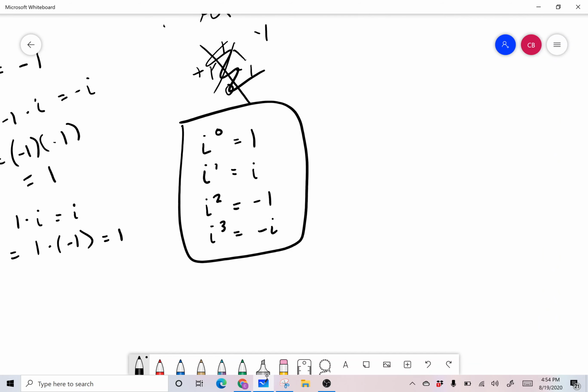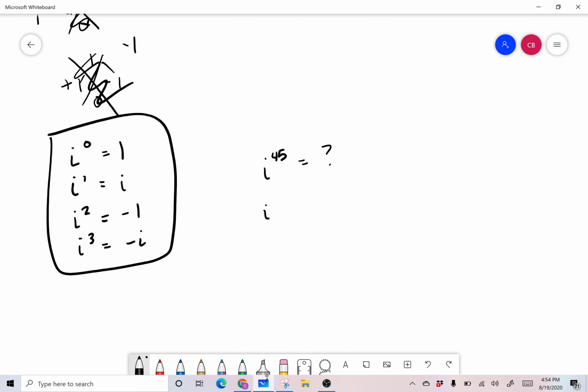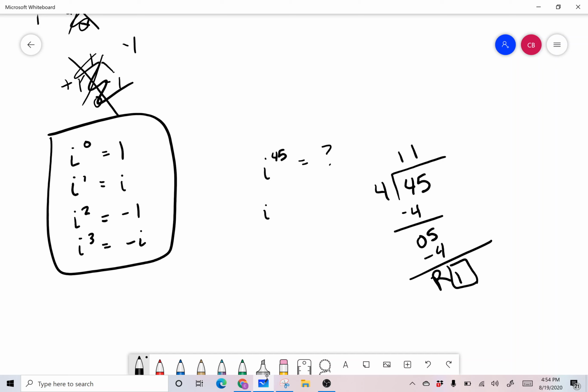So, what if I asked you what i to the 45th is? Well, what you'd do is you'd say, oh, this is i to the... well, I guess we could write it as powers, but I would just go like this: 45 divided by 4, that's 1, 1 times 4 is 4, and we have a remainder here of 1. So then this is i to the 1, which is equal to i. Okay, so we could say this thing is i.